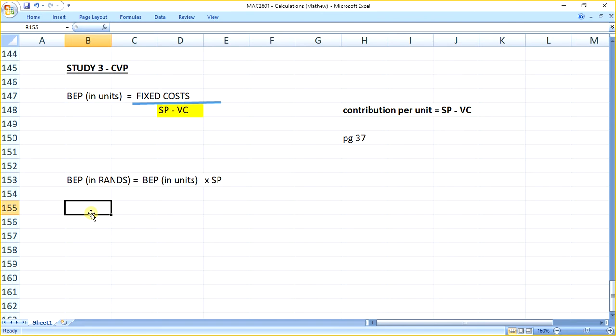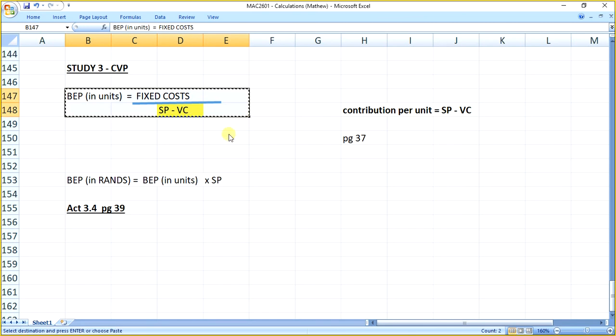All right, let's do an example. I'm looking at activity 3.4 on page 39. Yes, I see it. I'm not going to work out all of it. It's quite a long exercise. I'm just going to work out the first one, the break-even point, and then we can look at the rands and the value. Is that okay? That's fine. Yes.